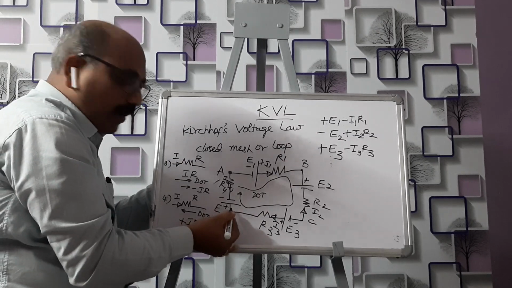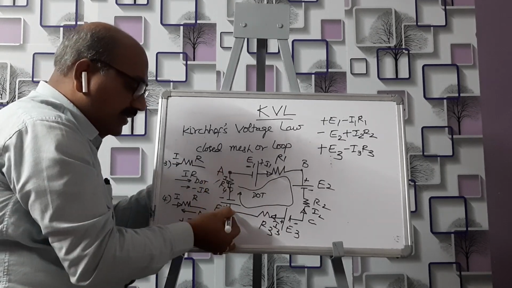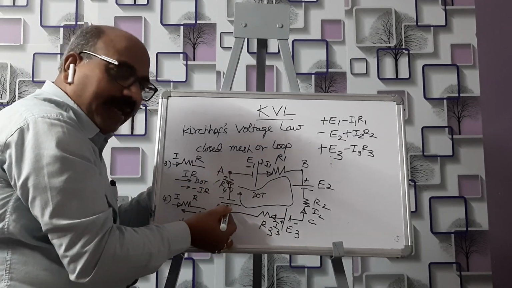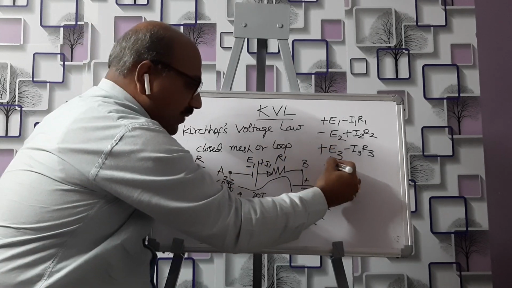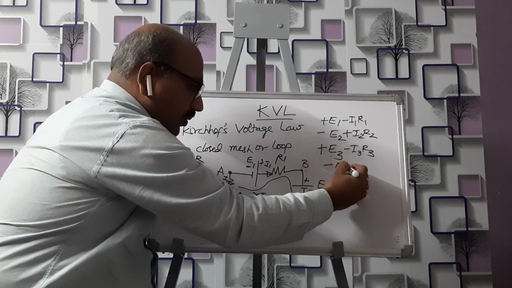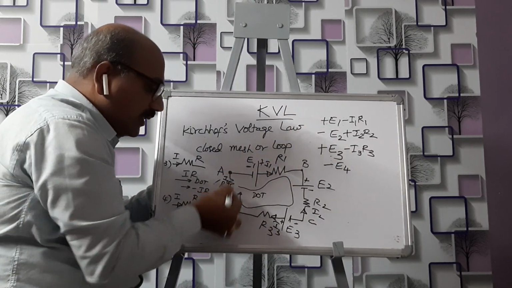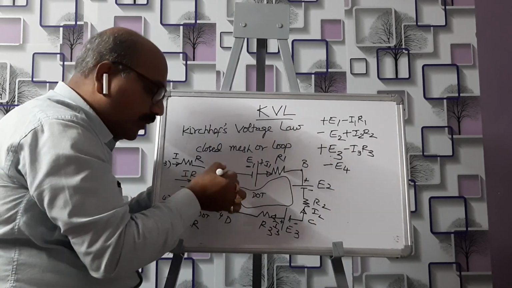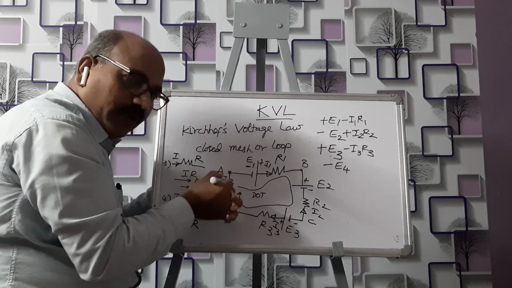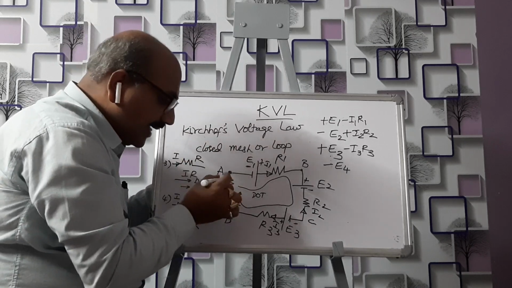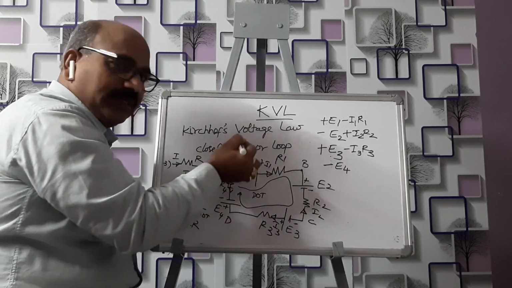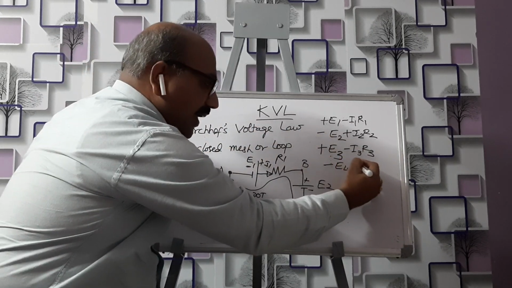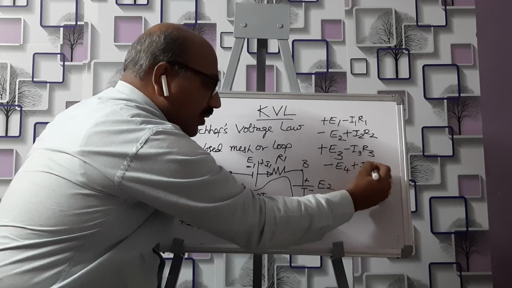Now come back from D to A. When we are traveling from D to A, the battery direction is from positive to negative. Therefore, its value is minus E4. Now, what about the drop? The drop is the product of current and resistance, I4 R4. What is the direction? The actual current is coming down and our direction of travel is in opposition to it. Therefore, its value is plus I4 R4.